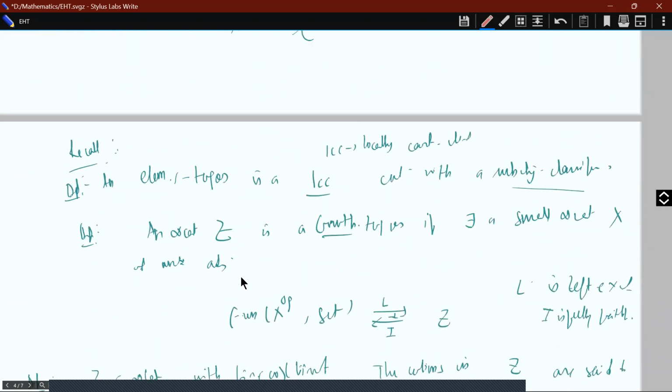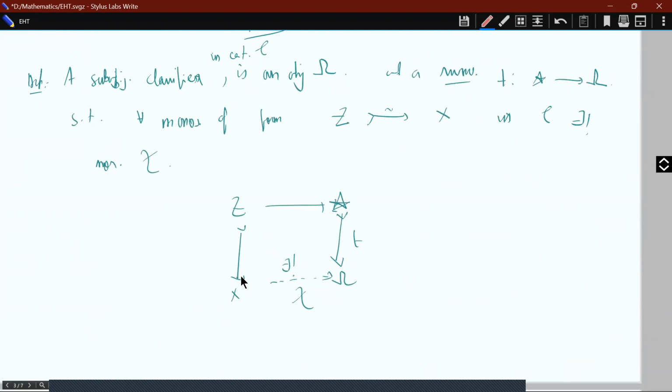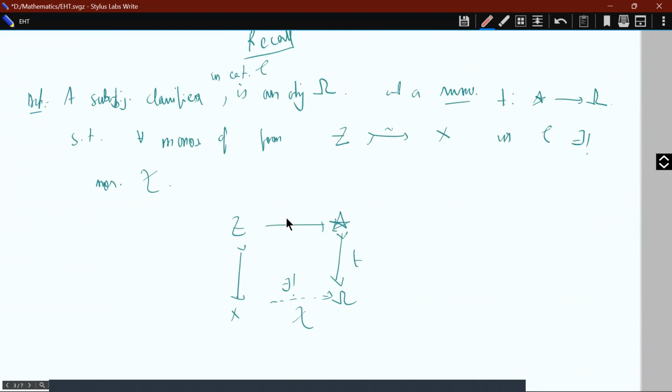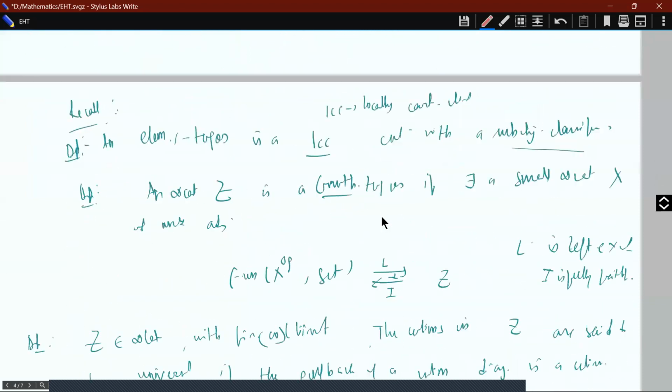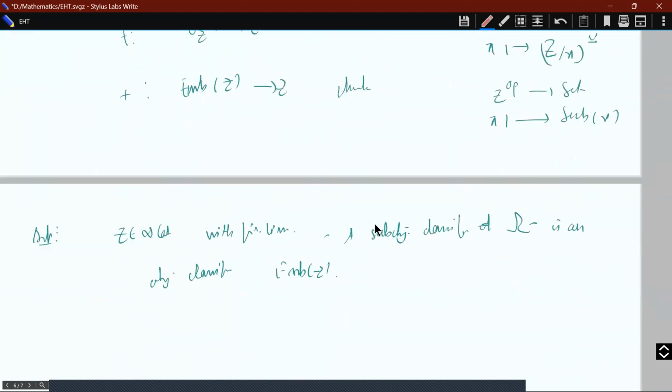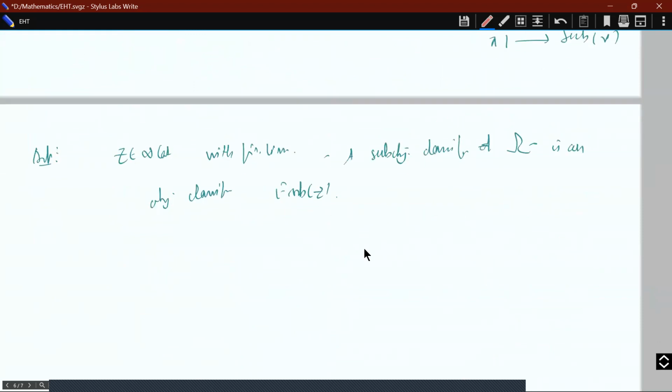But we'll see that it works pretty well. So this is the definition of a sub-object classifier in a category. Right, so you have these monos, both of them are monos, and this is a pullback square. So that is the deal. So that is the classifier.